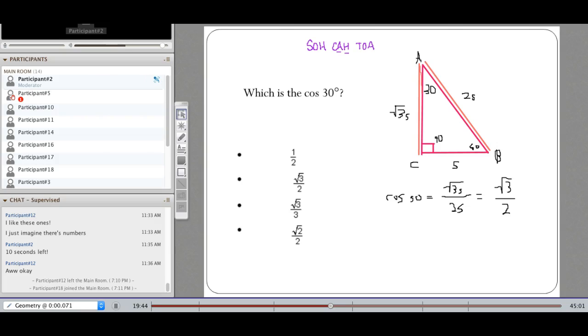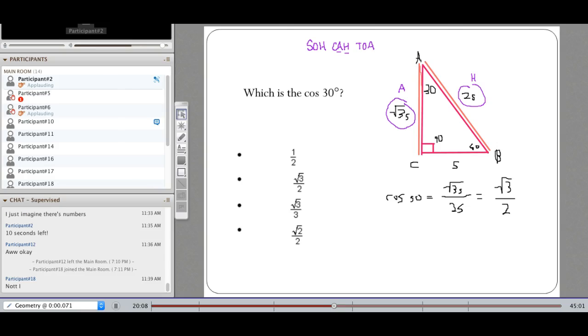So remember, in SOHCAHTOA, cosine's adjacent over hypotenuse. So she's using the adjacent side and the hypotenuse. Okay, very good, very good. Anybody do it a different way? Give Mwada a round of applause. That was perfect. I love that.